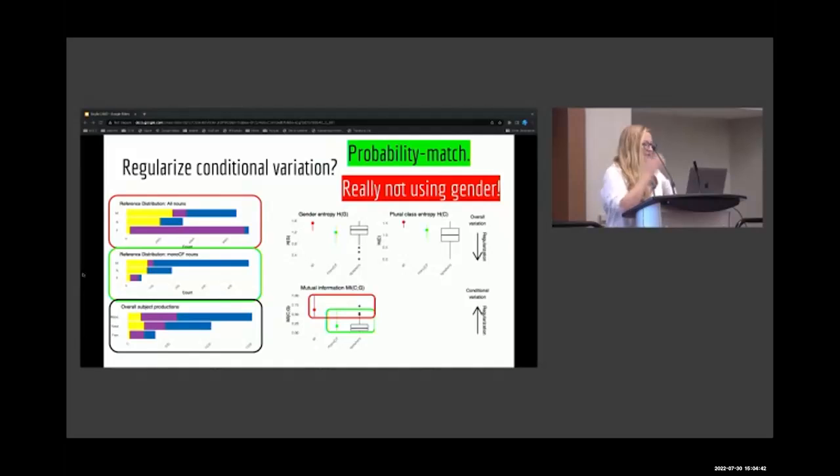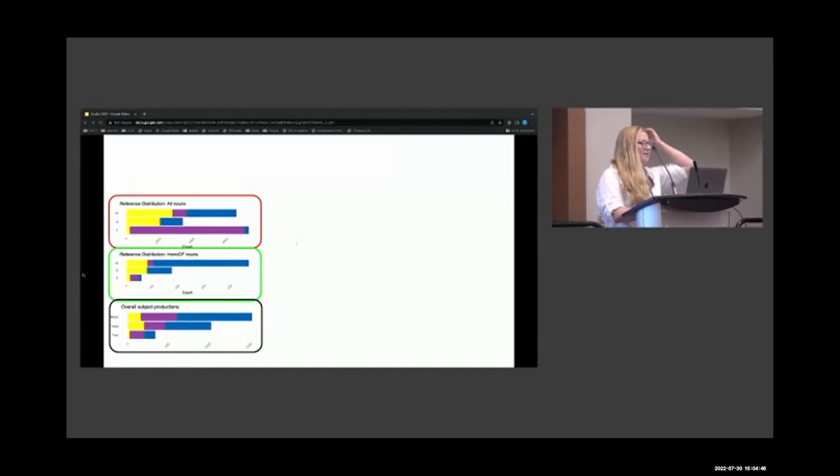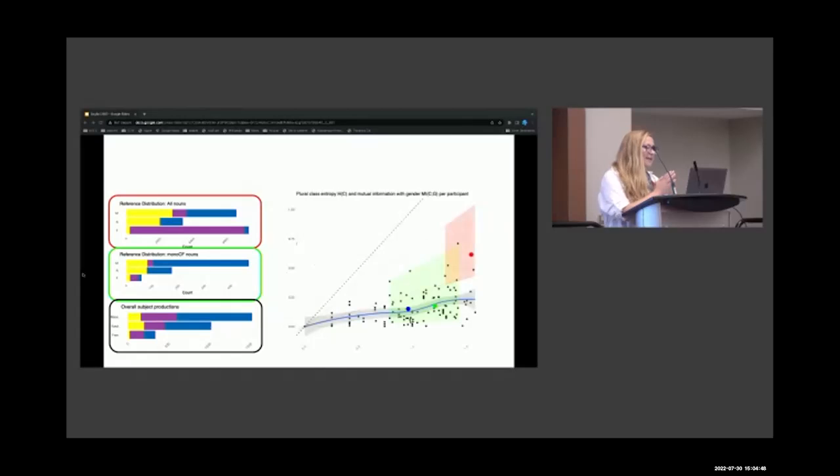And so to emphasize that they really are not using gender to the extent that they could, we can look at a slightly more complicated visualization of this, if you bear with me. On the x-axis, this is the entropy over plural class variation, and each black dot is a speaker. On the left-hand side, we have 0. These are speakers who only produced one plural class for all of the stimuli in the experiment.